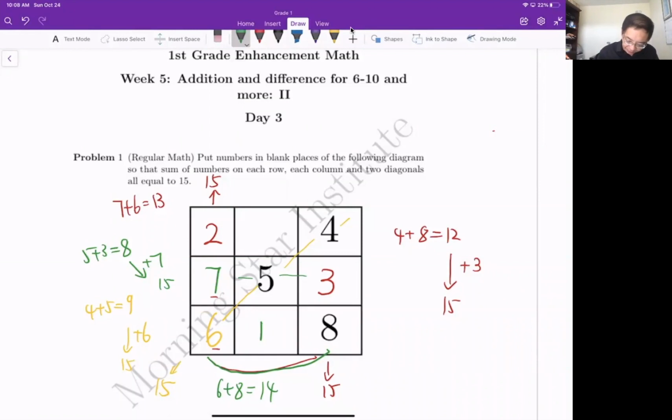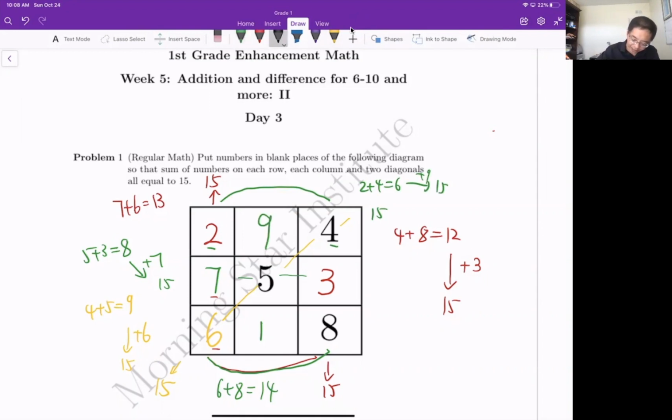Now let's look at the last missing number. We look at this row. It should go to 15. We already have 2 and 4, right? So 2 plus 4 is 6. 6 goes to 15, so you should put a 9. Okay, so we should put a 9 here, and we finish this picture.